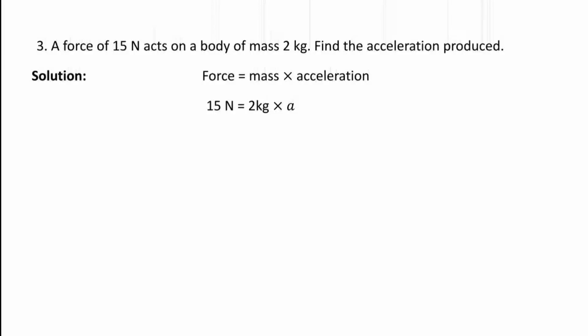So 15 Newton is equal to 2 kg into A, where we can find the value of A by taking 2 kg on the other side. That will be 15 divided by 2. So when you divide 15 by 2, you will get 7.5. That is the value of acceleration, which is 7.5 meter per second squared. Remember, in case of acceleration, you will have meter per second squared. So there will be the power 2 in the unit of acceleration.